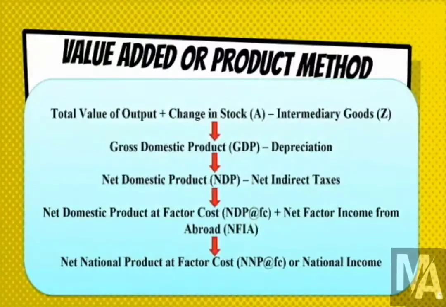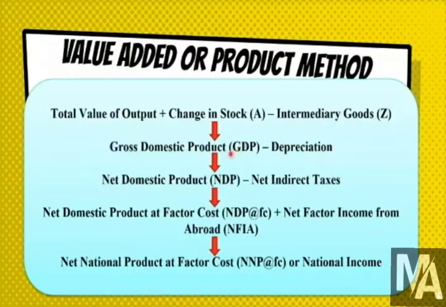Just a quick recap, or just to try to explain how we are going to get numerical problems. Right now, whatever we have solved was probably just this first line of the formula, that is total value of output or total sales plus change in stock A minus intermediary goods Z, that is GVA. So now we are just calculating this same value added or product method for the entire economy. So the formula is going to be as such: total value of output or total sales plus change in stock, that is A, minus Z, intermediary goods, is going to be GDP.